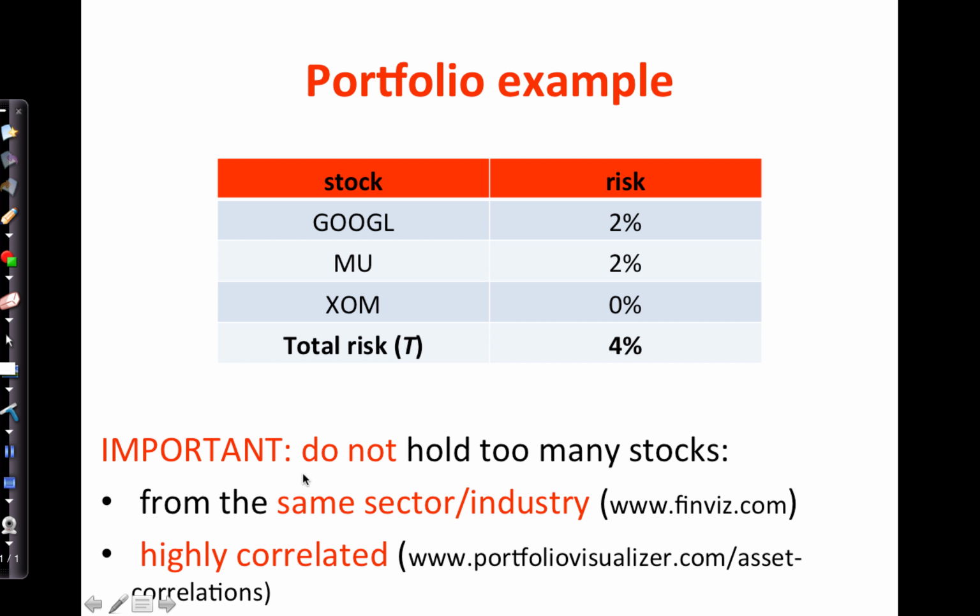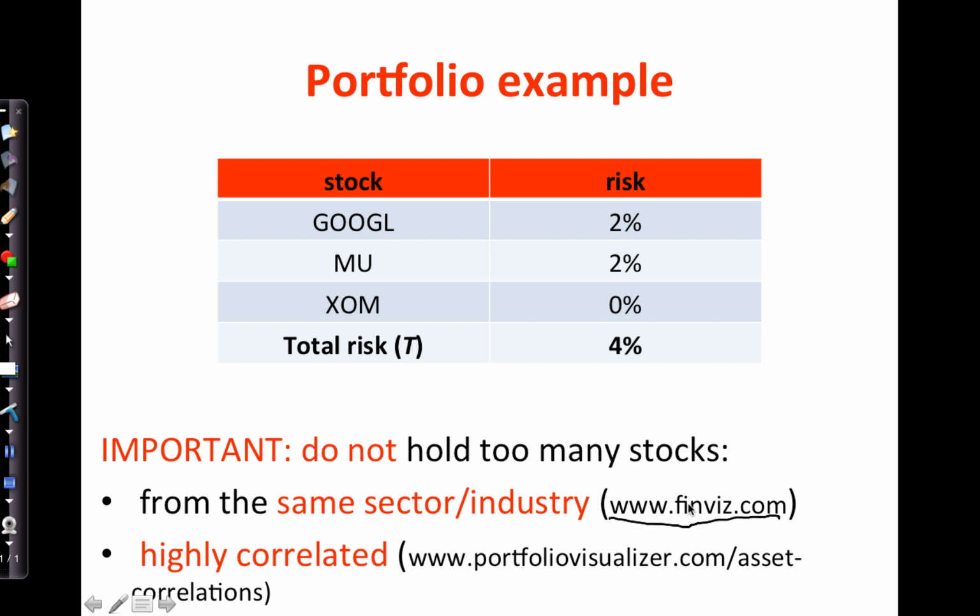Now, there is something to note here. In addition to this concept of the total risk, we should make sure that we don't take too many stocks from the same sector and industry. And the reason is that stocks in the same sector and industry tend to move together. And to look at the sector and industry, we can look at finviz.com. That is the website I presented in one of my previous videos.